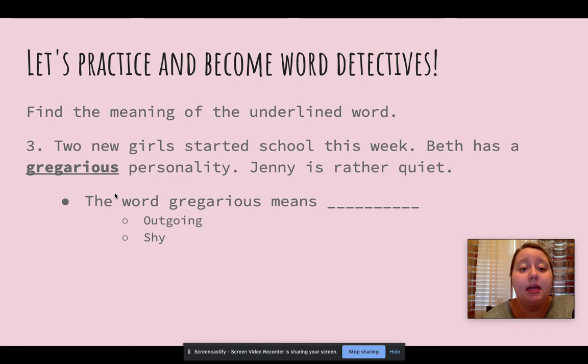Would Beth maybe be outgoing? Yeah, outgoing is when you're full of personality, you're really bubbly, you'll talk to almost anyone. So we know that the word would be outgoing because Beth and Jenny are different. So when we plug that word in, it now says 2 new girls started school this week. Beth has an outgoing personality and Jenny is rather quiet. Give me 2 claps if that makes sense.